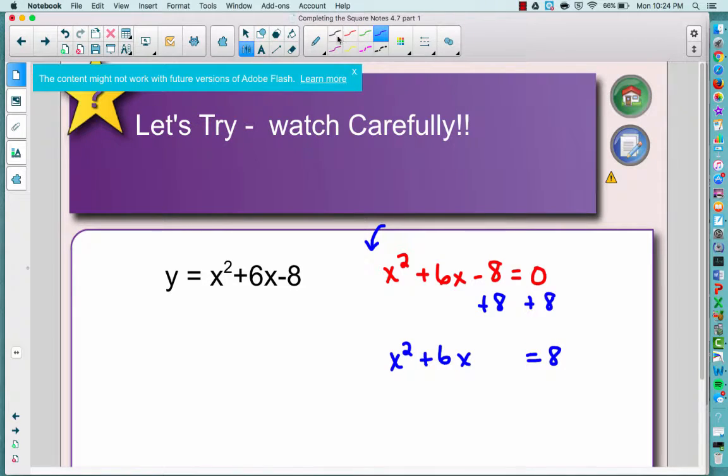Now I turn the left side into a perfect square trinomial. So I take half of 6, which is 3, and I square it, which is 9, and I add it to make a perfect square trinomial. But whatever I do to one side, I don't want to forget to do to the other side. All right, then I turn the left side into the square of a binomial. I take that perfect square trinomial, and in factored form, it gives me x plus 3 squared equals 17.